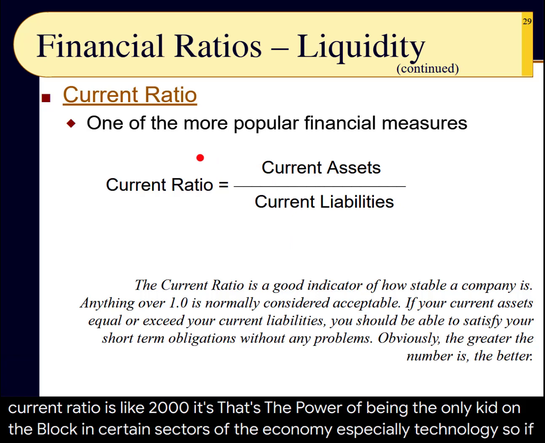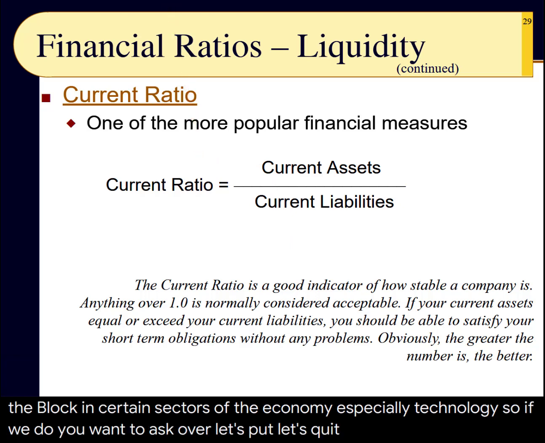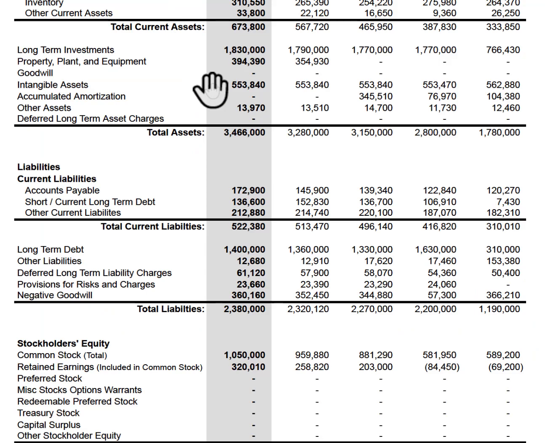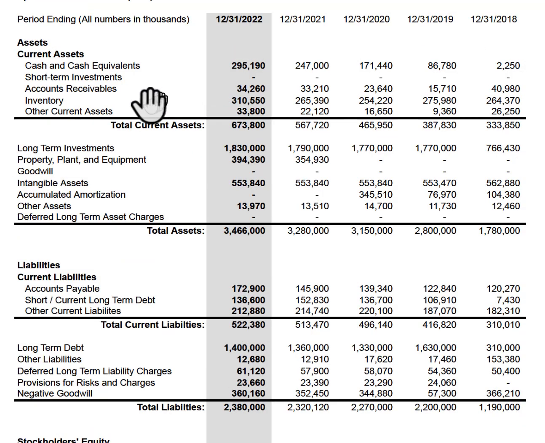So let's go over it. Let's quickly do this. Let's go into the balance sheet. And what are our current assets? Well, they include cash and accounts receivable, which we'll talk about in a bit, inventory, other current assets. So 673,800. What are the current liabilities? Well, that's accounts payable, money we owe, short-term or current long-term debt that's coming due, and other current liabilities, 522,380.